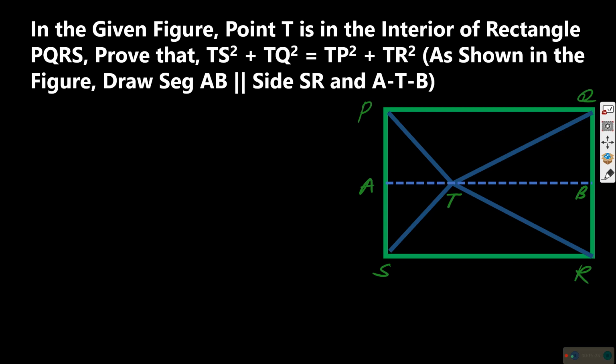Here is another sum. In the given figure, point T is in the interior of rectangle PQRS. Prove that TS square plus TQ square is equal to TP square plus TR square. As shown in the figure, draw segment AB parallel to sides SR, and ATB is collinear.